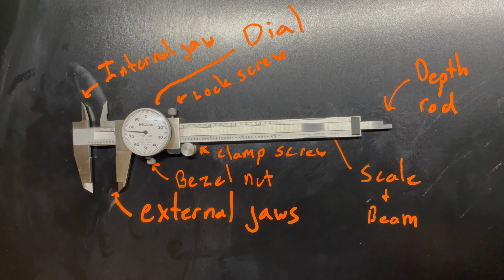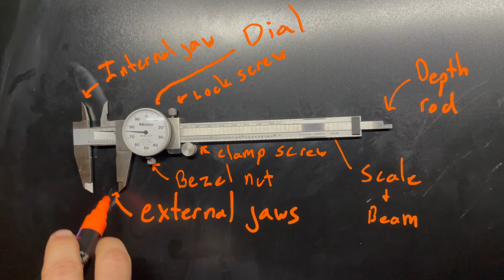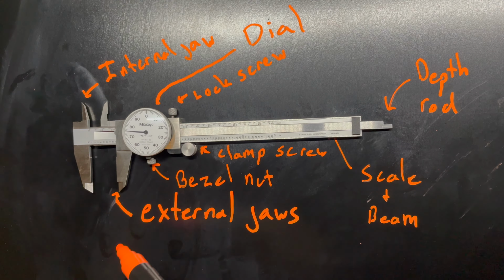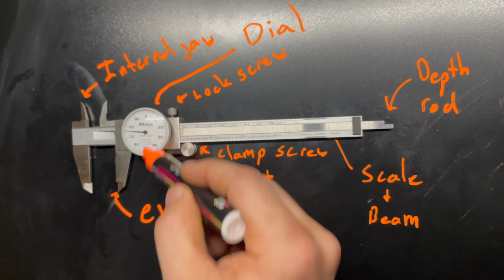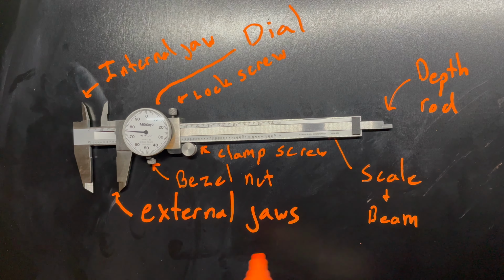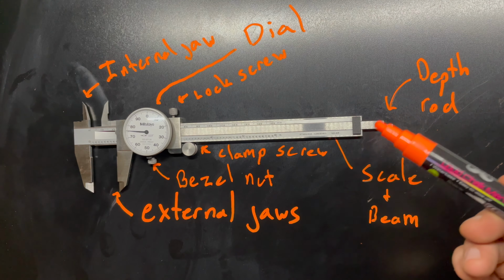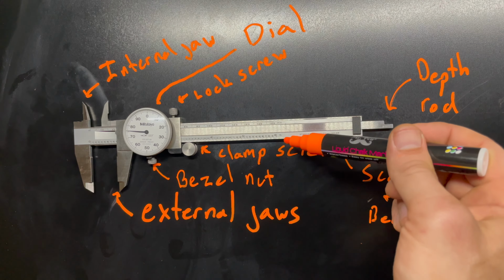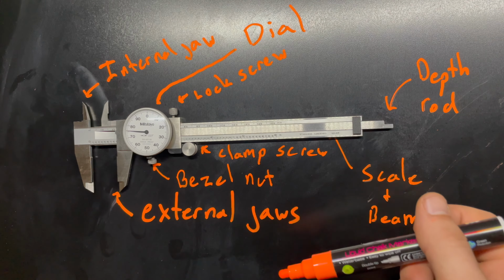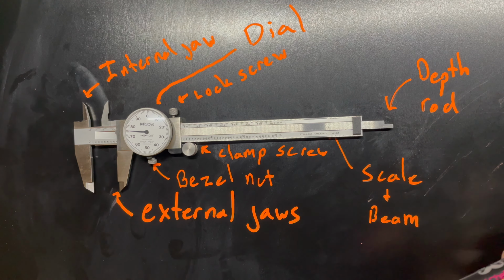So if you want to know a little bit more about the anatomy of the dial caliper, right? It's made up of a bunch of different little terms that we have for each little part of the dial caliper. We've already mentioned the external jaws, the internal jaws, the lock screw, which locks this dial head in place. We have the dial itself. We have the bezel nut, which allows us to zero out the dial. And we have the scale in the beam, where I can see the main scale with the tick marks and graduations there. We have the depth rod pointed to over here.